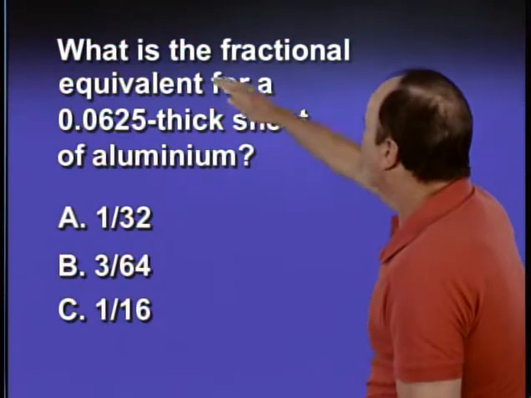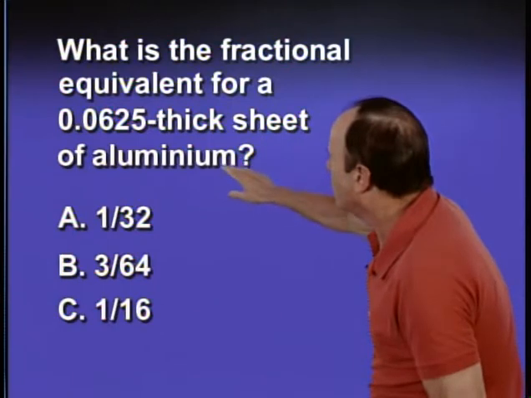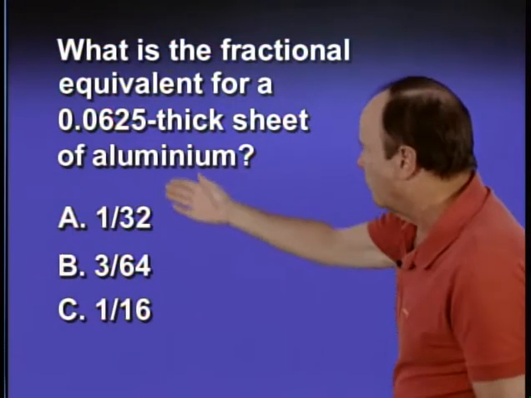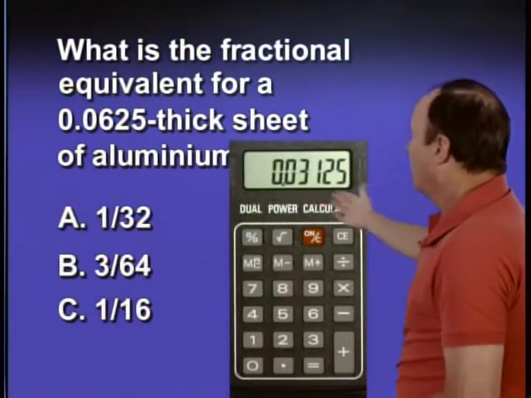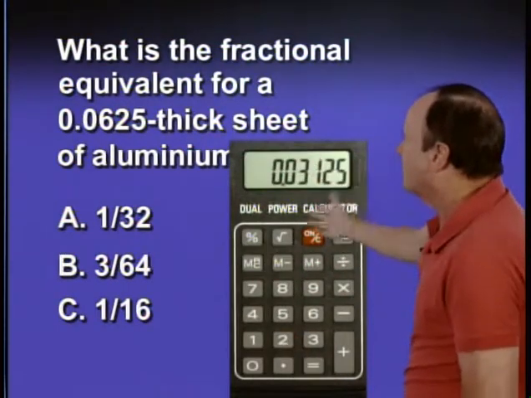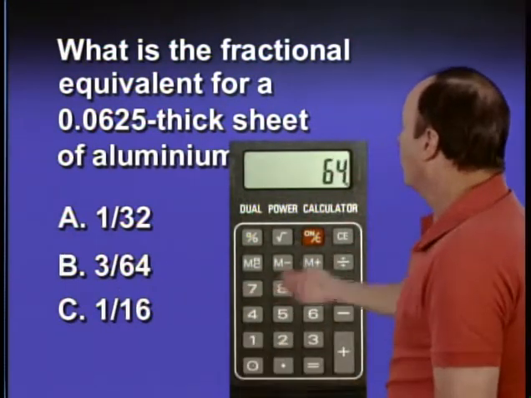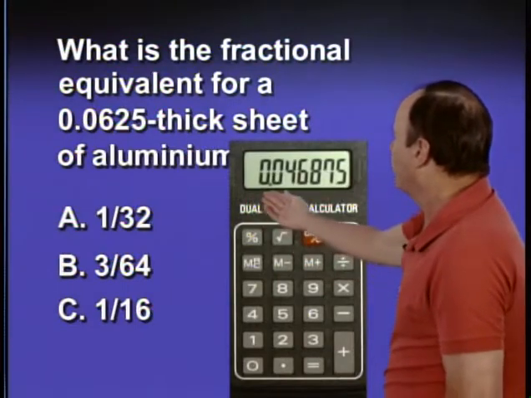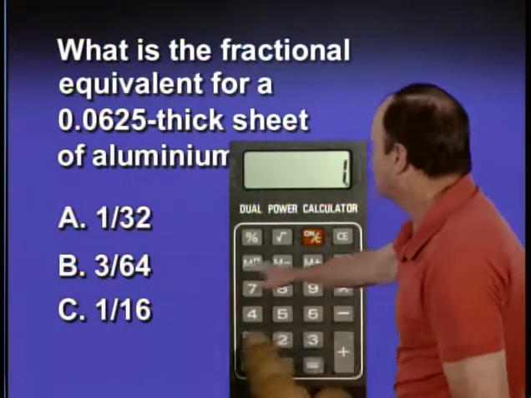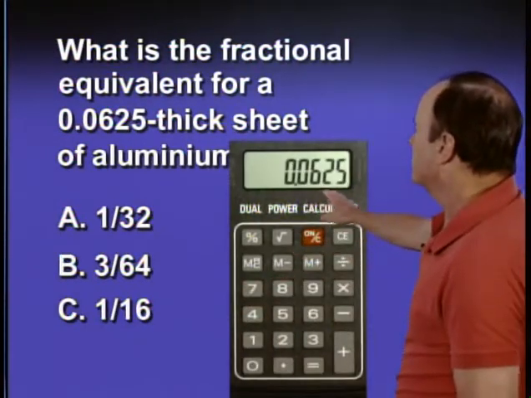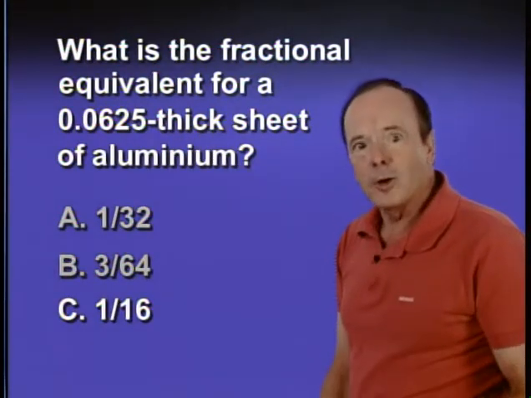It says, what is the fractional equivalent for a 0.0625 thick sheet of aluminum? Well, once again, all we have to do is do what it says to do. So let's use the calculator, and we'll do 1 divided by 32, and we get 0.03125. That's not a correct answer. We're looking for 0.0625. Now we'll do 3 divided by 64, and son of a gun, we get 0.046875. Well, that's not it. I'm going to bet the last one is. 1 divided by 16, and you get 0.0625, and that is the correct answer. So once again, just do what the fractions tell you to do with your calculator.